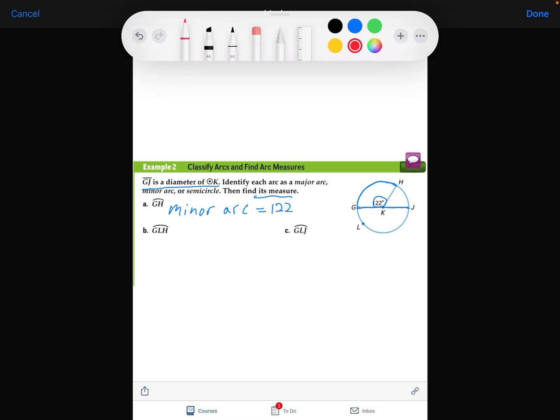Now let's look at GLJ. Sorry, I'm looking at GLJ right here. GLJ has endpoints that are the diameter, G and J, right? So that means it's half the circle, or 180 degrees, which makes it a semicircle.